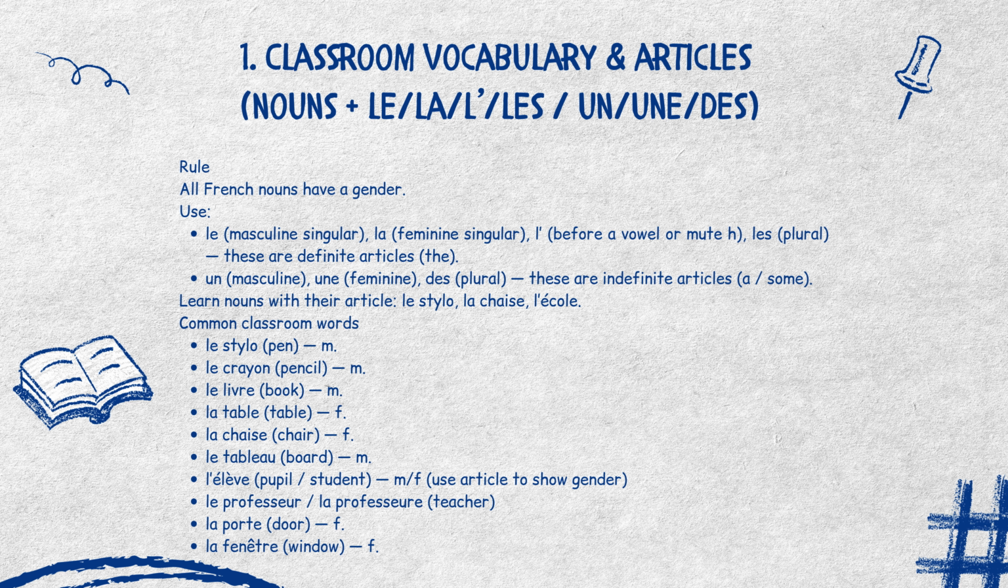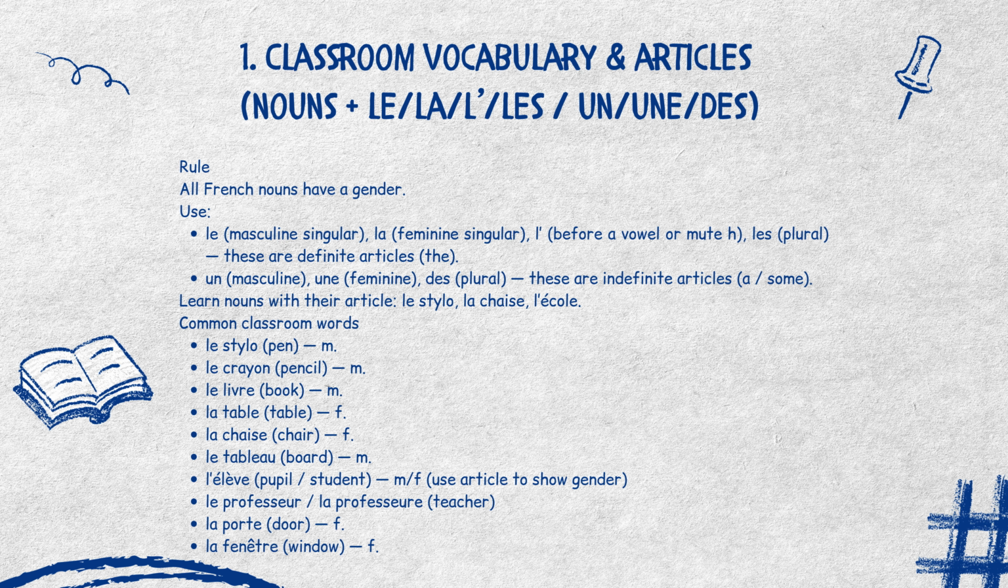One form means a for masculine nouns, like a pen or a book. Another form means a for feminine nouns, like a table or a chair. The last form means some and is used for plural nouns, like some books or some chairs. Usage. Use indefinite articles when you are talking about something in general or for the first time.